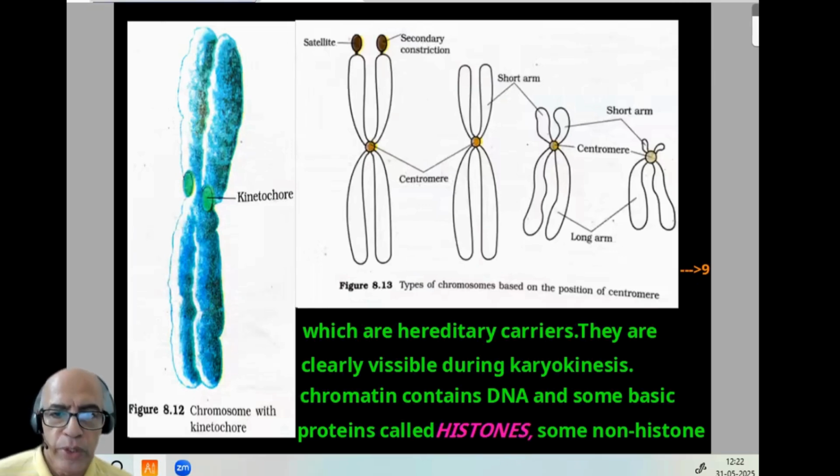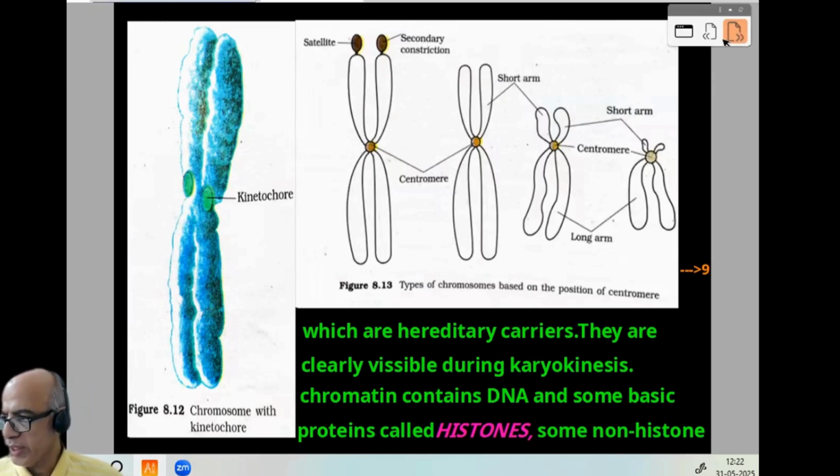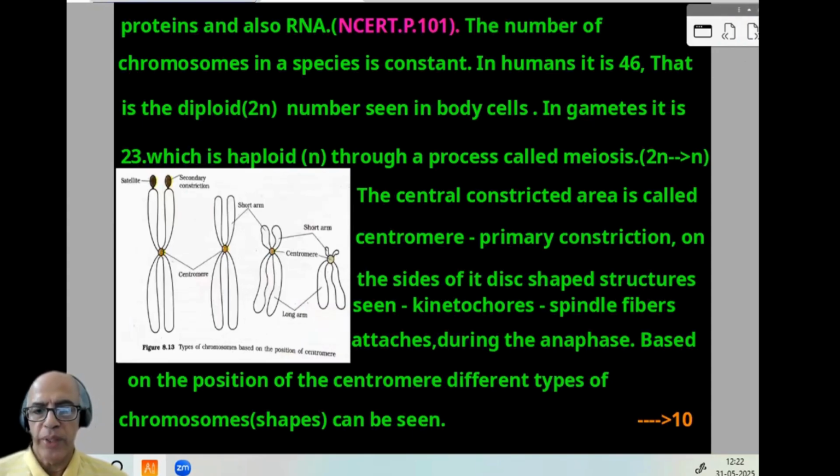Now, shapes of chromosome and parts of the chromosome. Chromosomes are hereditary carriers. They are clearly visible during karyokinesis, only at that time. And chromatin contains DNA, some basic proteins called histones, and some non-histone proteins and RNA, NCERT. Number of chromosomes is constant for a species. In humans, it is 46 in a diploid cell, that is 2n equals 46. And in gametes, when formed, it becomes 23 through meiosis, then it becomes haploid.